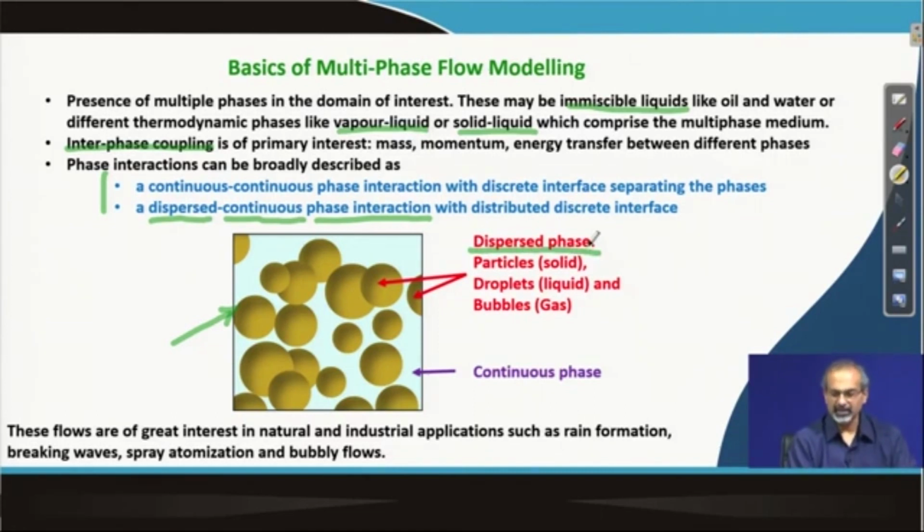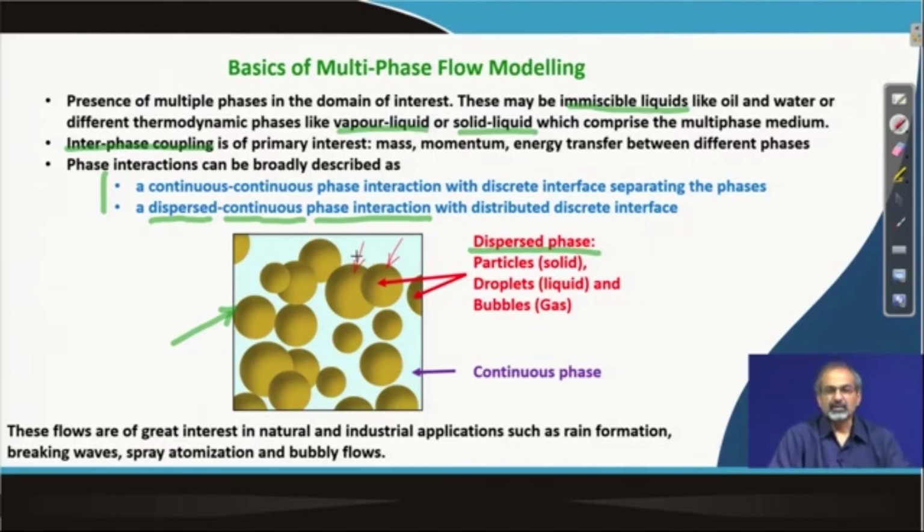And if you have that, you can also understand that the interface in this case would be a collection of interfaces with one interface per entity of the dispersed phase. That means, if you consider any one of these particles, then there is an interface between that particle and the continuous phase, and then if you move on to another particle, then there would be a new interface between that particle and the continuous phase, and so on.